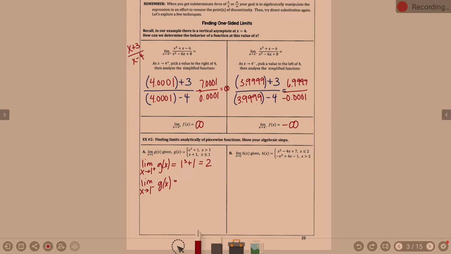So this time, if we're approaching from the left, we want to look where x is less than 1. So this time we're going to plug in the 1 to x plus 1. So 1 plus 1, which is 2. Why are we plugging in? Because it's the limit as x approaches 1.